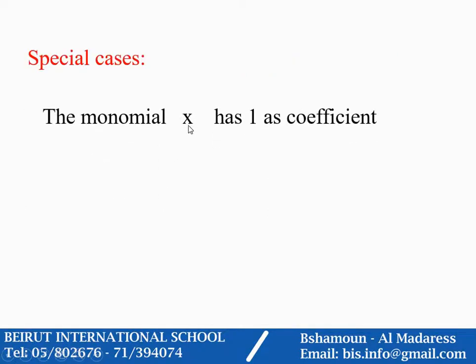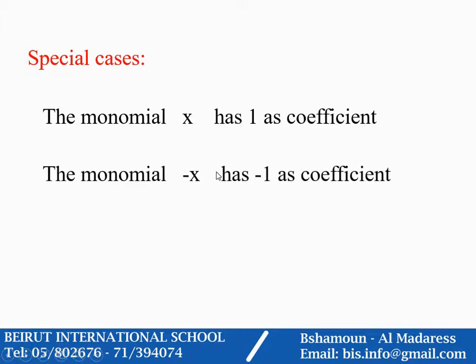Special cases. The monomial x has 1 as coefficient, because maybe someone will consider that x has no coefficient. It's not true, because x has 1 as coefficient, but we don't write 1x, so we write it x. The monomial minus x has -1 as coefficient, so minus x is -1 times x, so it has a coefficient which is -1. Is 5 a monomial?